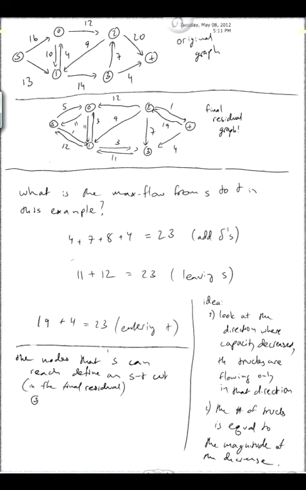Well, in this particular example, S can reach S, it can reach 0, it can reach 1, and it can reach 3. But it cannot reach 2 or T because of all of these edges pointing in the opposite direction. So 2 and T are over on the other side. So this is an ST cut because this is S's side, and this is T's side of the cut. So let me just draw it in here. It kind of looks like that. So it divides the graph into S's side and T's side.